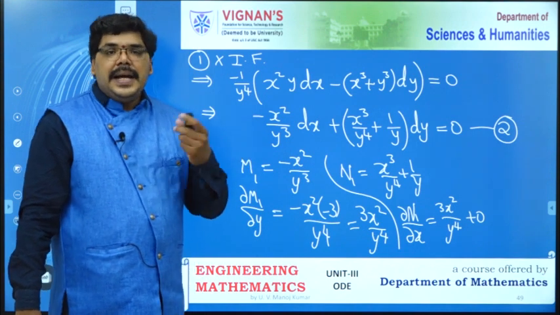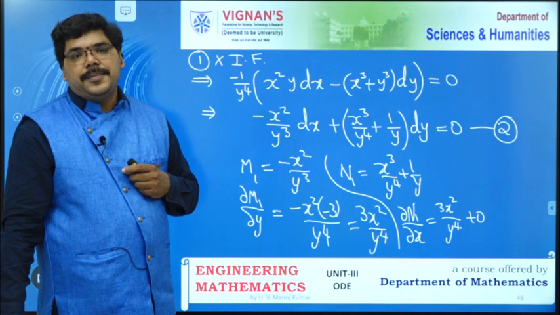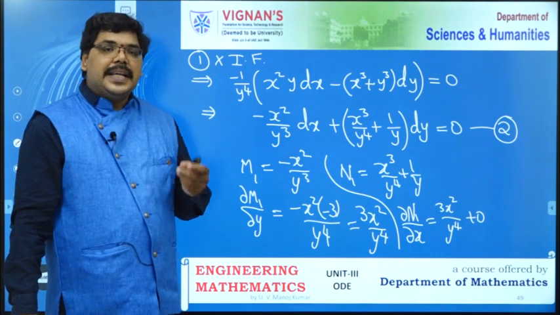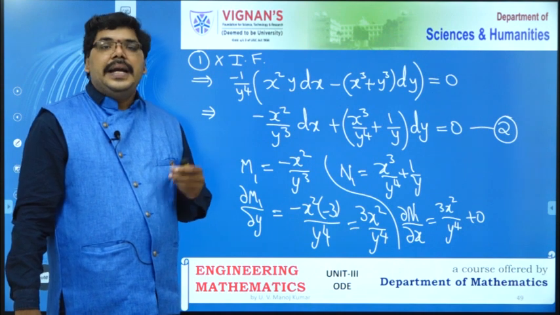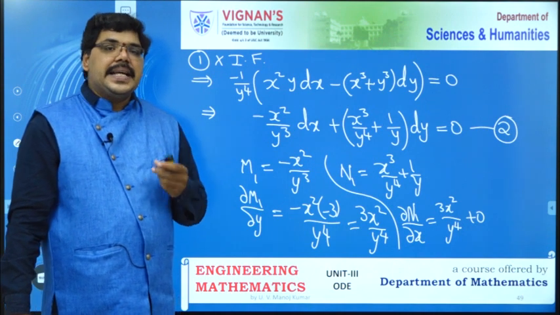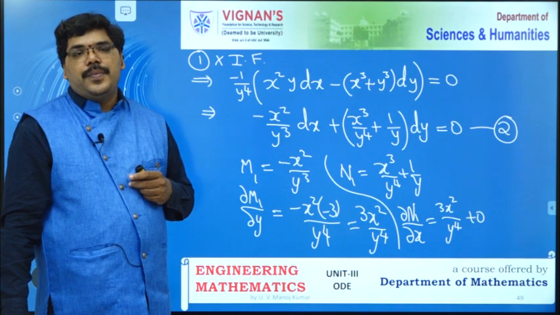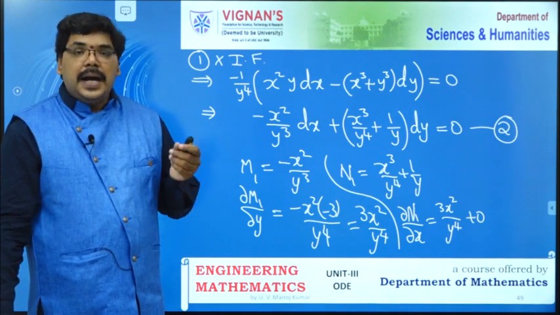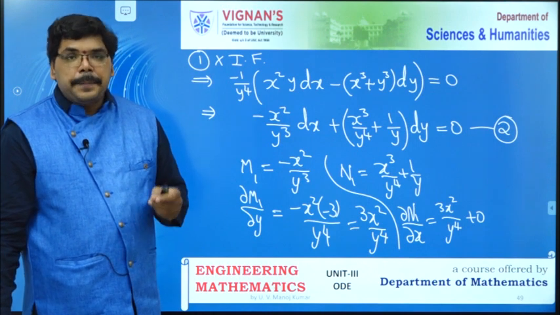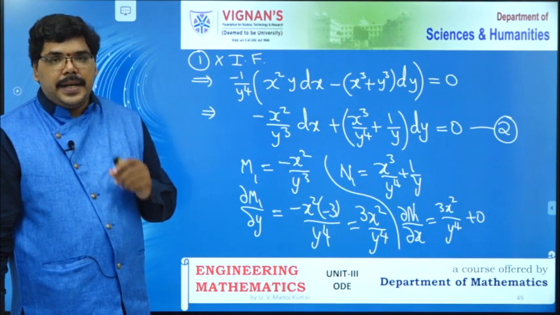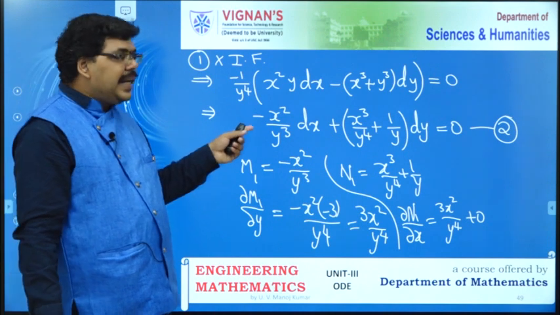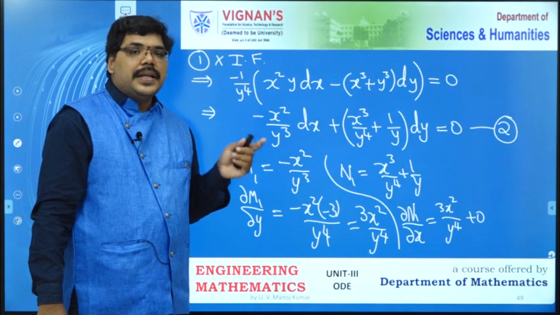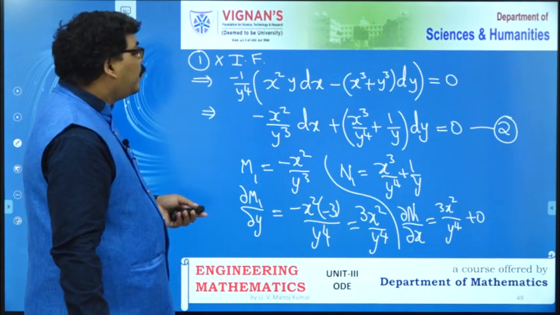What is the solution for exact differential equation? Can you recall? M dx plus N dy equals to 0 is exact. Then what is the general solution? Integral M dx plus integral N dy equals to 0. When you are integrating with respect to x, y should be taken as constant, and when you are integrating with respect to y, x terms should be deleted. So we will integrate second equation and we obtain the solution for the given differential equation.